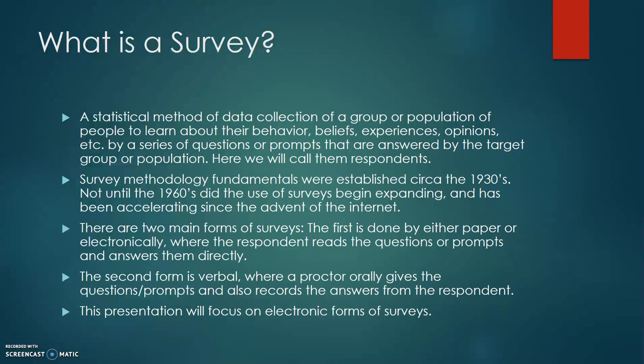There are two main forms of surveys. The first is done by either paper or electronically, where the respondent themselves reads the questions or prompts and answers them directly. The second form is verbal, where a proctor, or a person who wishes to get information using a survey, orally gives the questions or prompts, and also records the answers from the respondent.